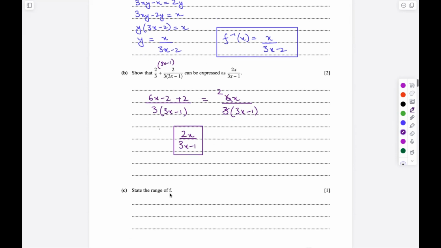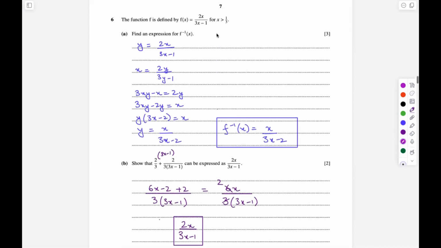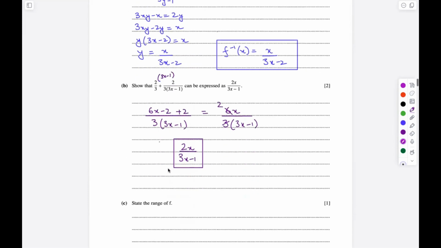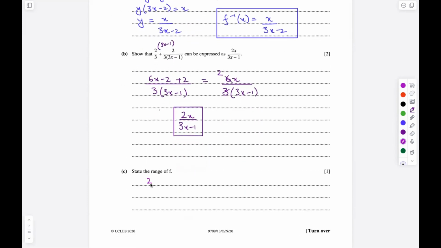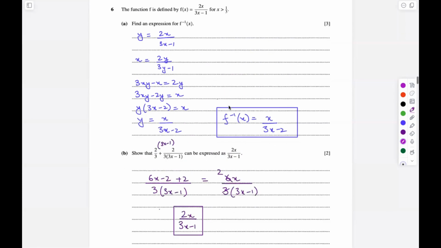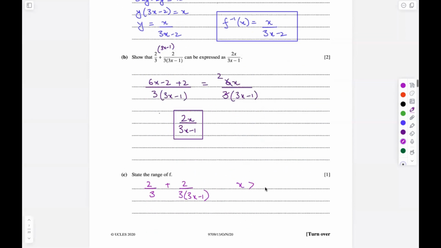In part C, it says state the range of f. Now, to state the range of f, we know that the value of x is greater than 1 upon 3. Now, as f can be expressed in the form 2 upon 3 plus 2 upon 3 into 3x minus 1. And we know that x must be greater than 1 upon 3, as it was given.